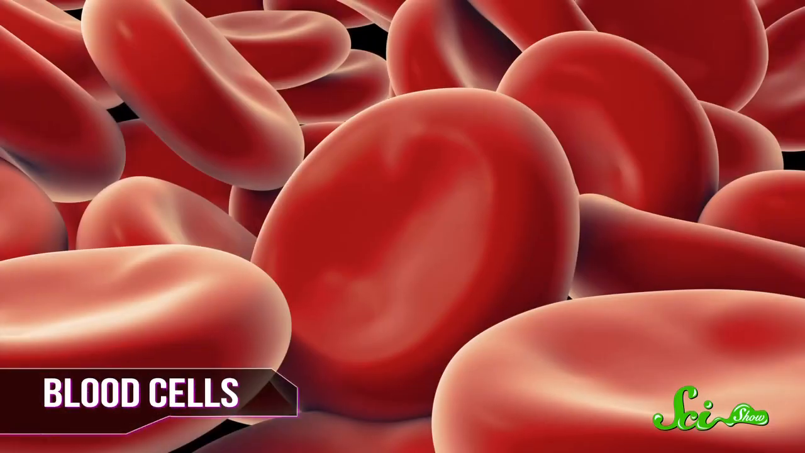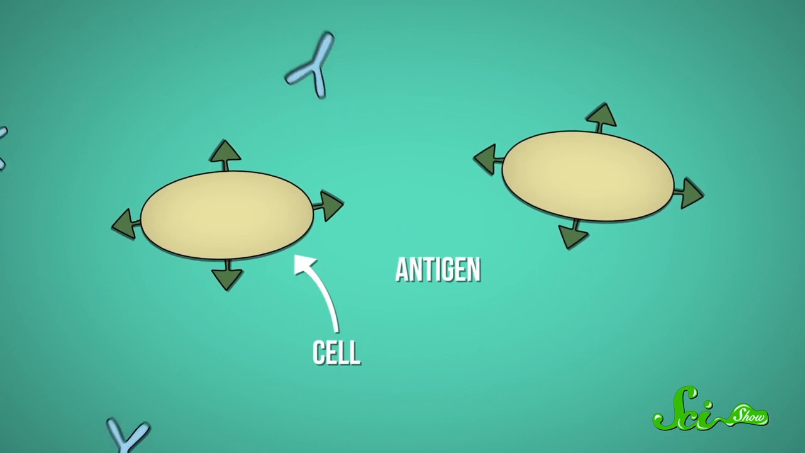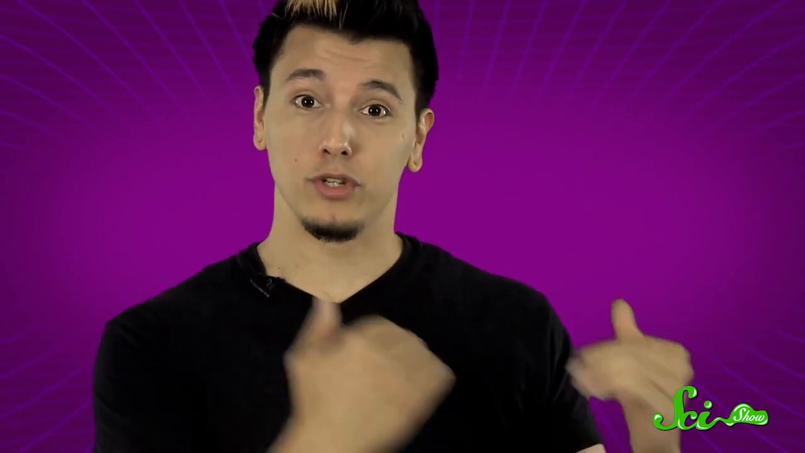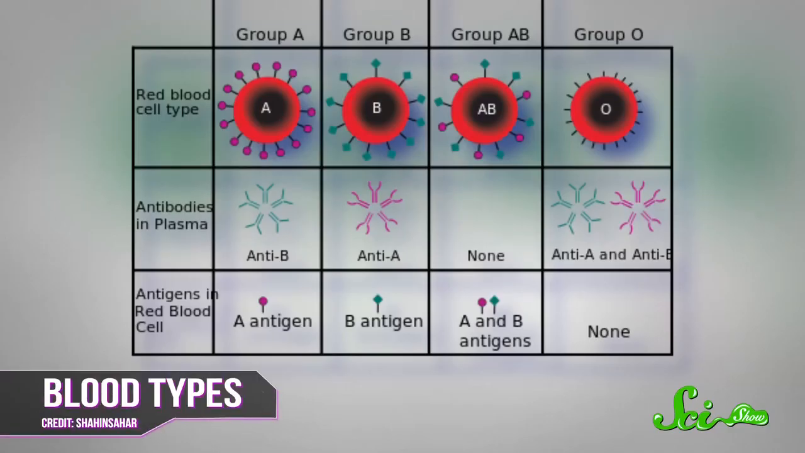And if you have any of these antigens on your blood cells, that means you don't have any antibody for it. If you did, those antibodies would attack your own cells. On the flip side, you do have antibodies that would attack the type of antigen that you don't have. So, for example, if your red blood cells have A antigens on them, then your blood type is A, and your antibodies would attack type B.